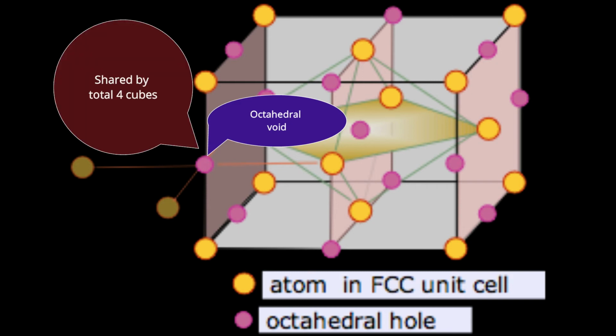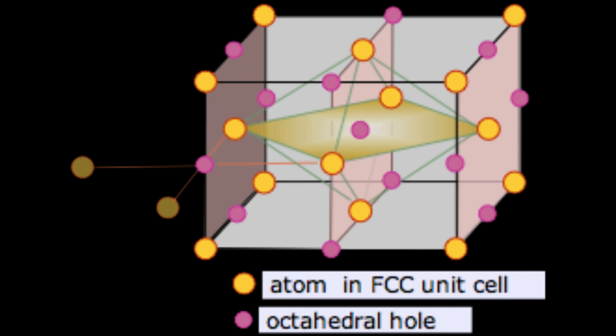Now this pink atom which is at the center of the edge can be shared by how many cubes, that we have discussed in the previous part? Edge can be shared by 4 different cubes. So if 4 cubes are sharing that pink atom, then what will be the share of that pink atom to the cube, to the unit cell that is under our consideration? 1 upon 4. Okay, so one pink atom means 1/4 gap.